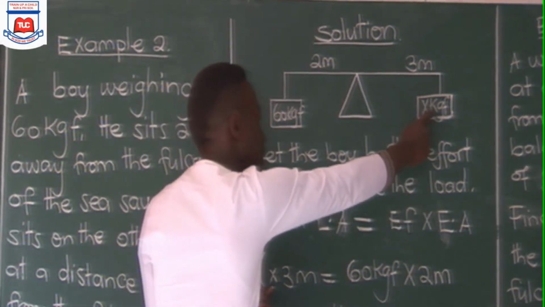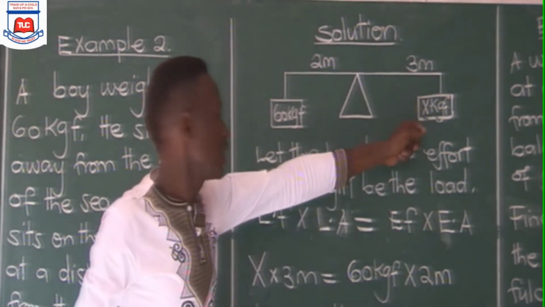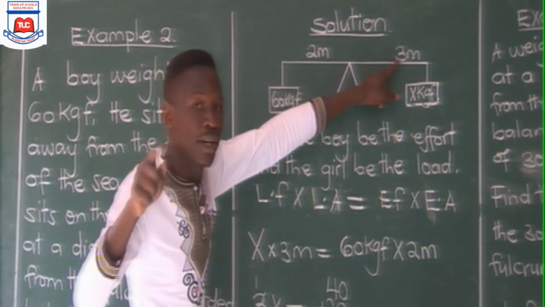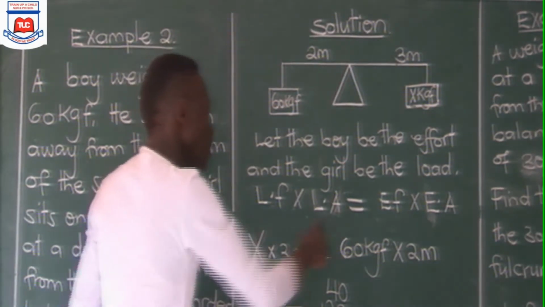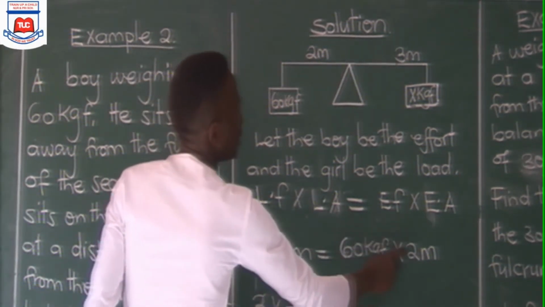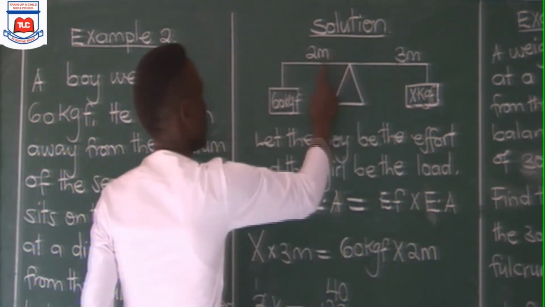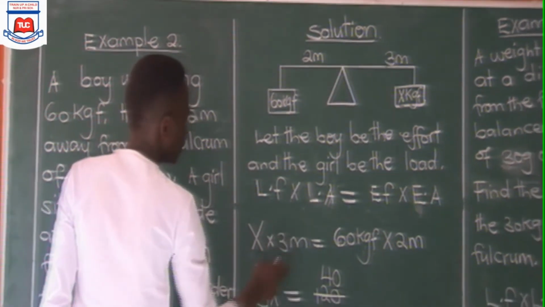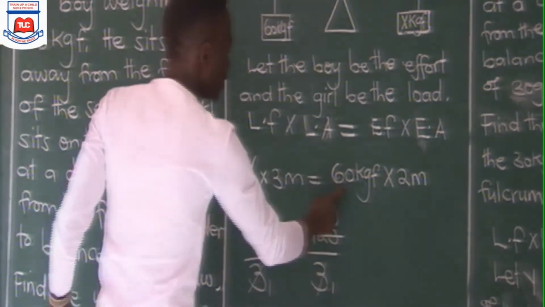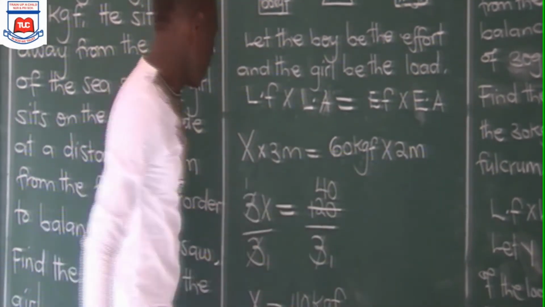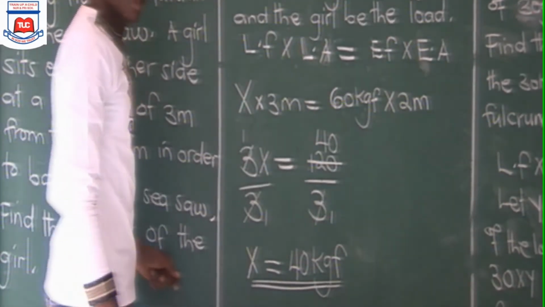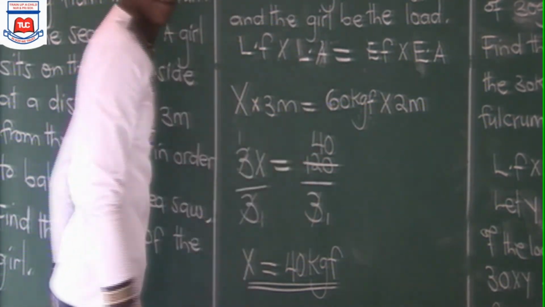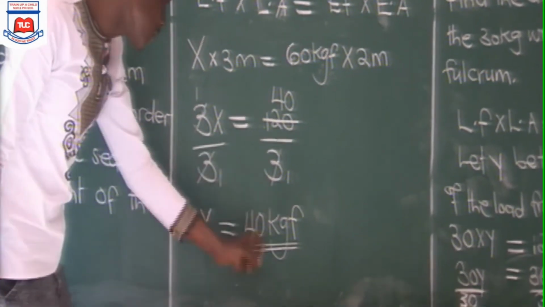Since we do not know the weight of the girl, we chose to use x. So here we say x times 3 meters, of course the distance of the girl from the fulcrum, is equal to the weight of the boy, which is 60 kilogram force, times his distance from the fulcrum, which is 2 meters. So from there, when you multiply x times 3, you get 3x. And when you multiply 60 times 2, you get 120. So you are going to divide both sides by 3. Here we say 3 divided by 3, you get 1, and 120 divided by 3, you get 40. So here we say our x is 40 kilogram force.